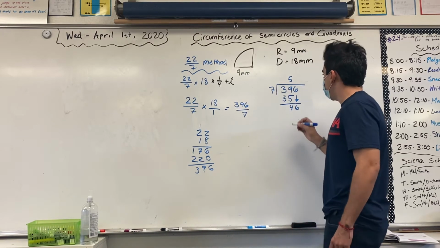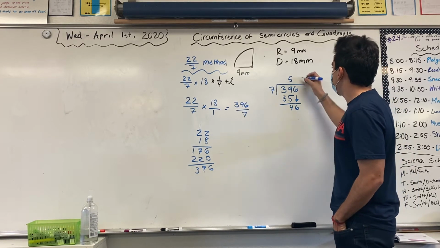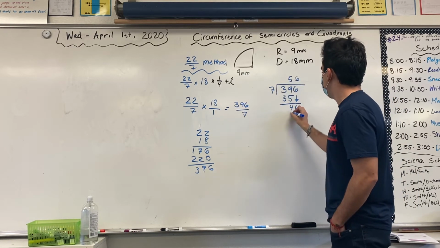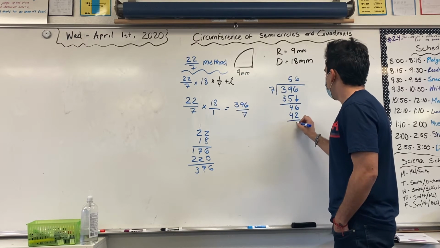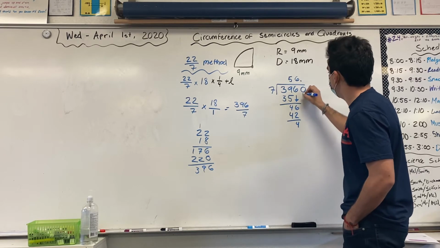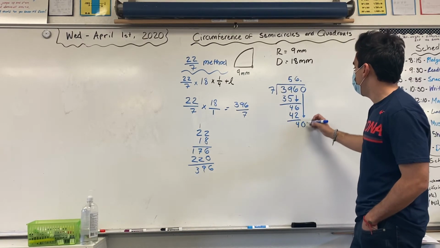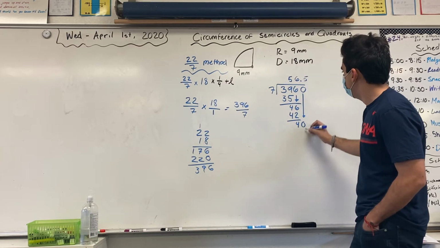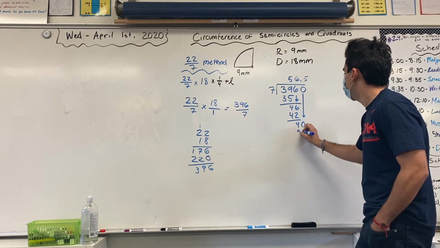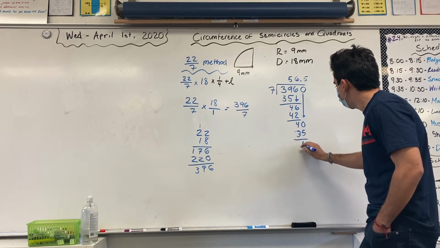Now, does 7 go into 46? It does, but not evenly. It goes into it 6 times, and 6 times 7 is 42. I have a remainder of 4. Now, I have to add a 0, so I need to put a decimal. Bring down my 0, I get 40. 7 goes into 40, again, 5 times. So, 35. And I get 5.